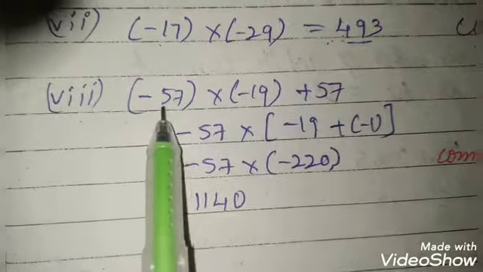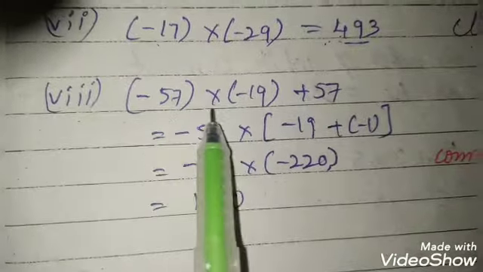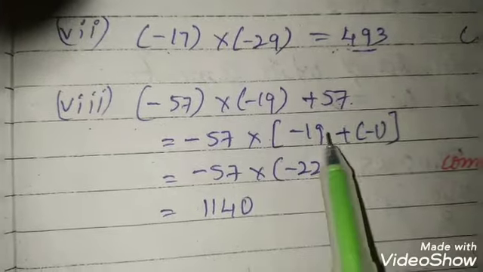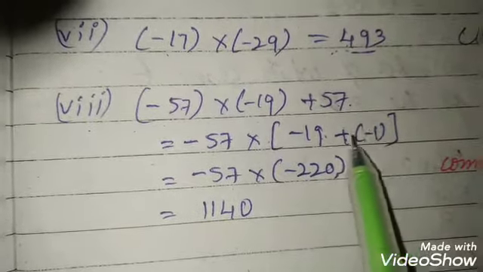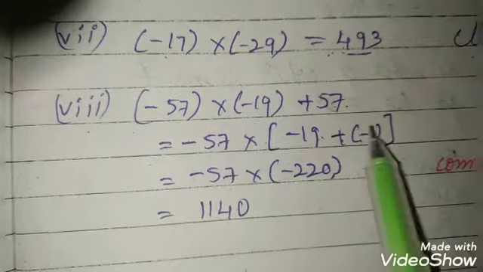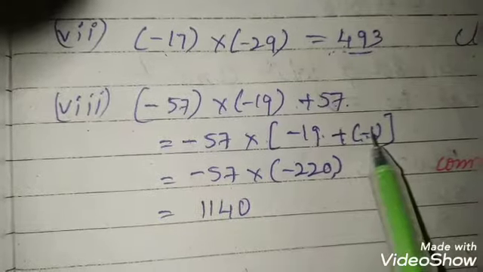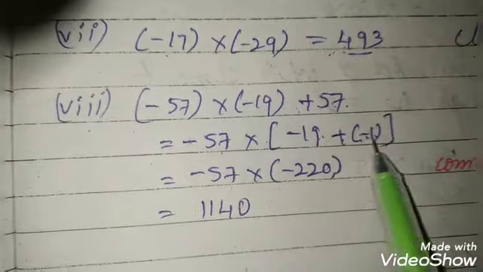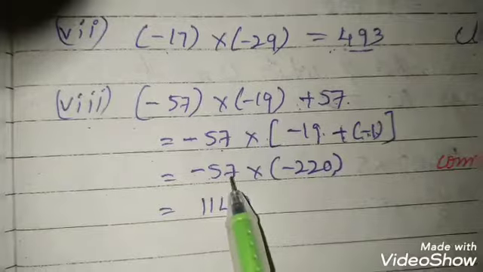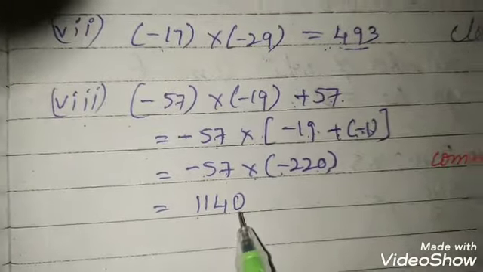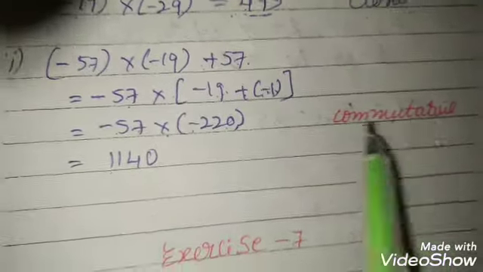Next, the eighth one is minus 57 into minus 19 plus 57. 57 is common. Minus 57 into minus 19 plus minus 1. Why minus 1? Because 57 into minus 1 plus 57. Minus into minus is plus. 57 ones are 57. So minus 57 into minus 20 is equal to 1140. This is under commutative property.